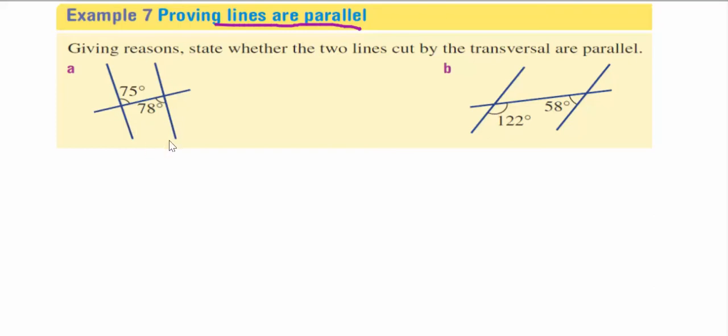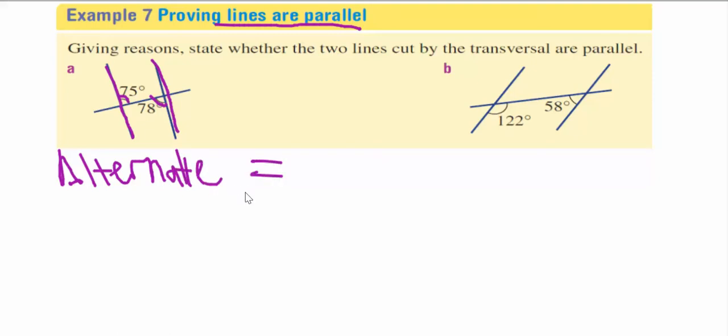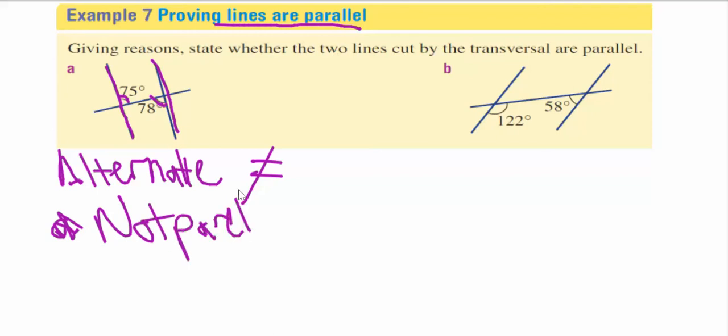All right, welcome back. Look at this first problem. Are these two lines parallel? Well, what type of angles do we have here? We've got alternate angles. And what's the special thing about alternate angles? They should be equal, shouldn't they? Are these angles equal? 75 and 78. They are not equal, so the lines are not parallel. It's that simple.